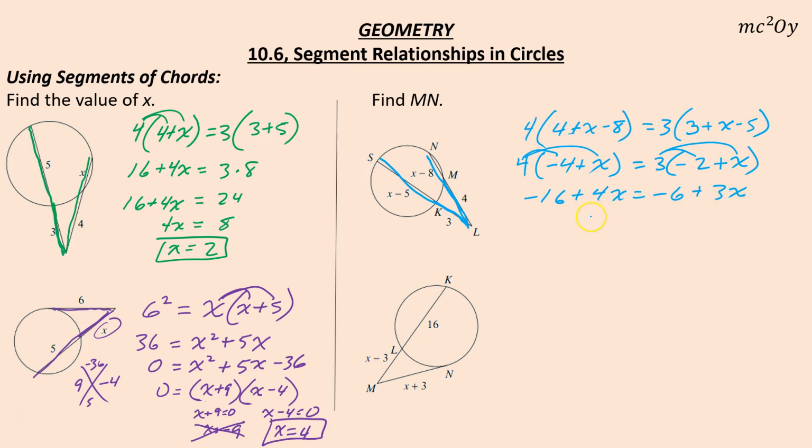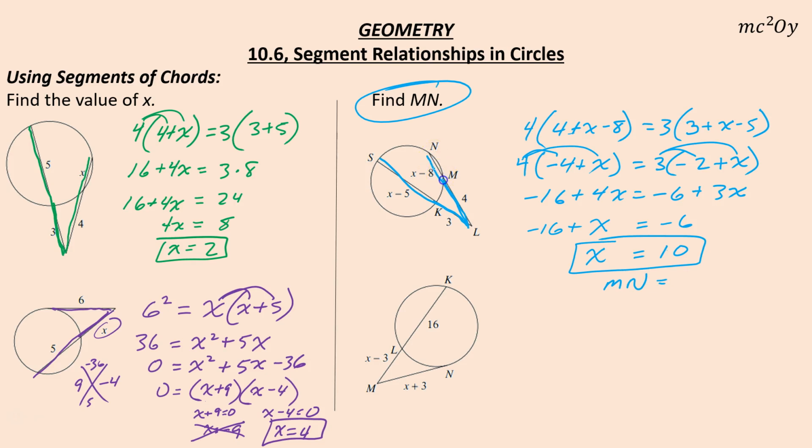Combine like terms. We'll move the 3x over by subtracting, so we get x and negative 6, and we'll move the 16 over by adding, so we get x equals 10. There we got it. All right, and notice they don't say find x here, they say find mn. So we actually have to plug that 10 in. So mn is equal to this piece right here, x minus 8. So that's equal to 10 minus 8, or 2.